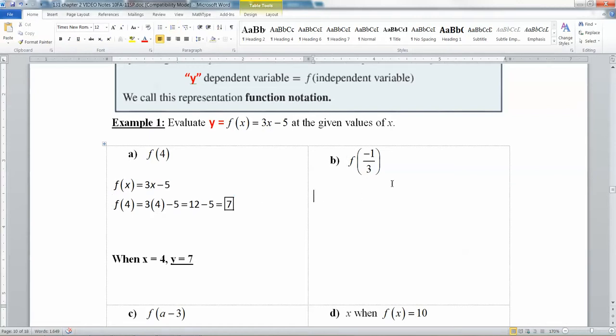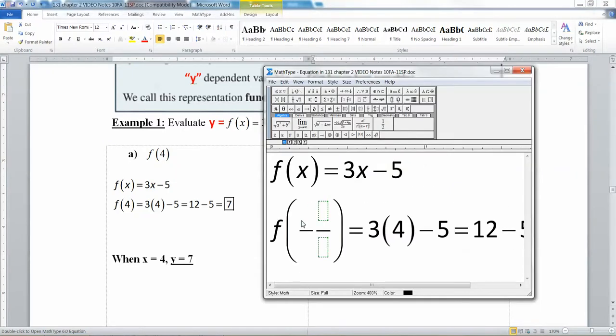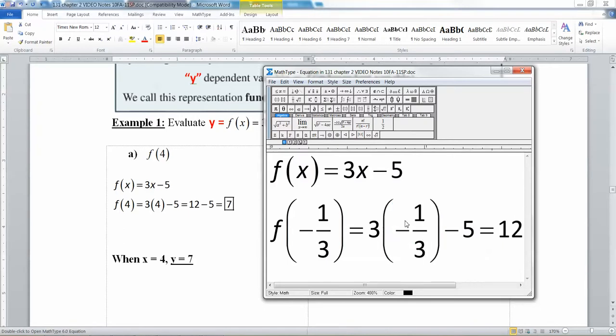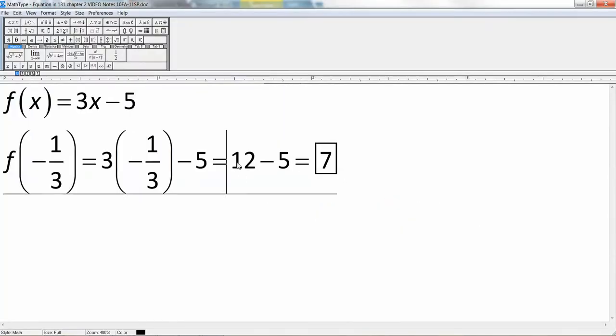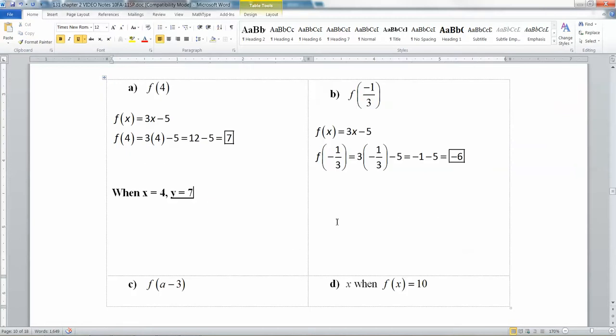All right, what about the next one? It says f of negative a third. So instead of writing f of 4, I'm going to write f of negative 1/3. So instead of 3 times 4, I'm going to write 3 times negative 1/3. Where there was an x, I get to put in whatever's inside that parentheses. All right, so that's equal to 3 times negative a third. This part right here is equal to negative 1 minus 5, which means negative 6. So negative 6 is my answer. So when you have the variable in the parentheses, when x is negative a third, y is question mark, because that's what I'm asking. So when x is negative 1/3, y is equal to negative 6.